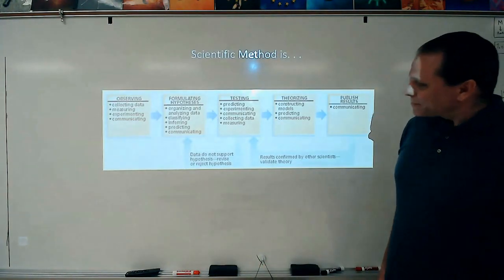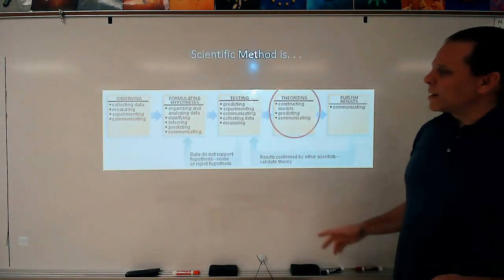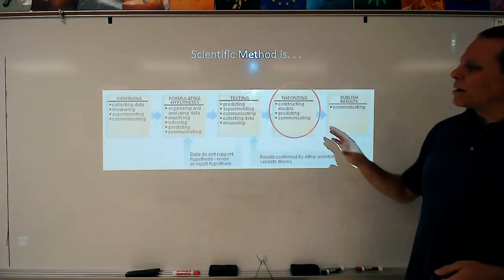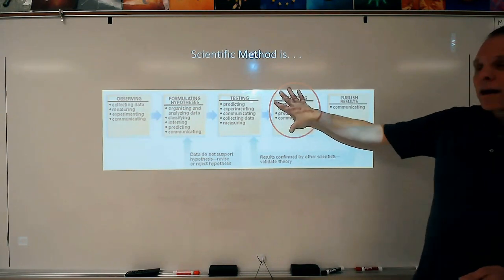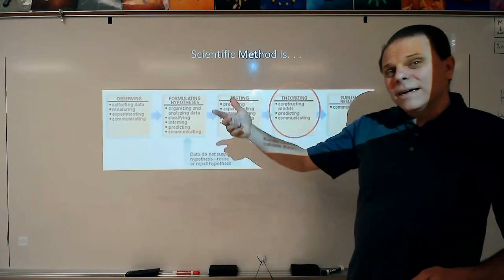All right, so we now know the scientific method. We have a good part of that here. We've got observing, formulating a hypothesis, testing, and theorizing. So let's talk now about the difference between the theory and the law.